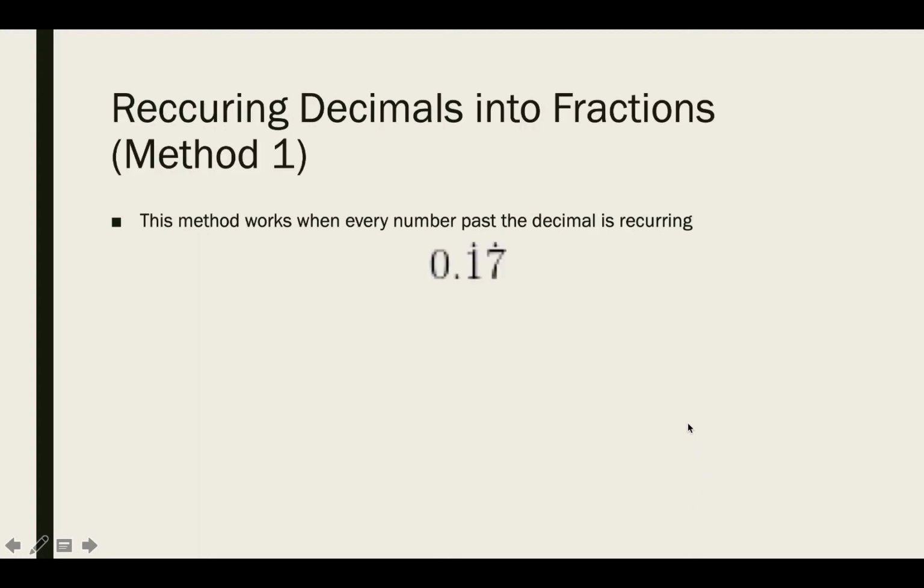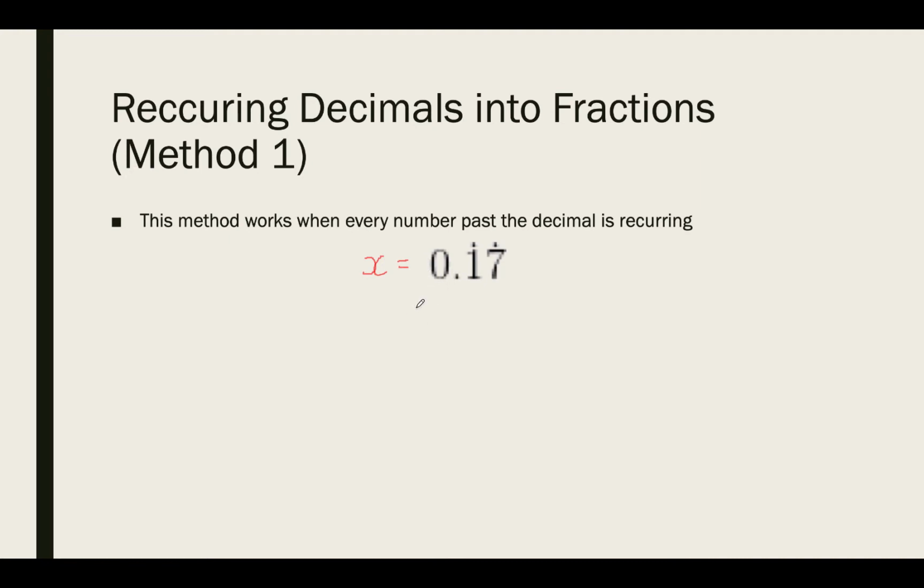So the first method for converting recurring decimals into fractions works when every number, so it could continue, is recurring. It only works for this style of recurring decimal. The first part is to write x equals 0.17 recurring, or whatever your recurring decimal is. And then you need to multiply it by a power of 10 where the first set of recurring numbers is just before the decimal point.